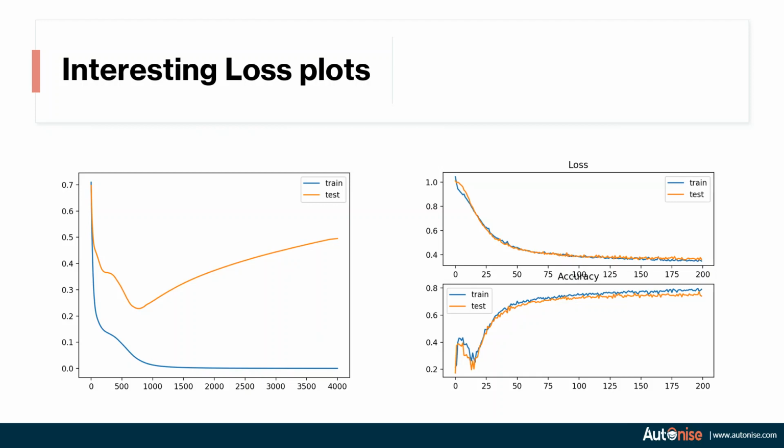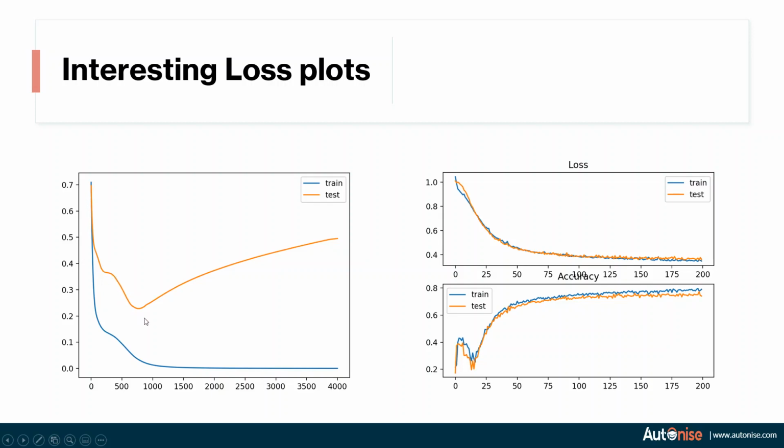Let us have a look at some interesting loss plots. I will post some questions. Please pause the video, try to answer them on your own, and resume the video to get to know about the correct answer. So first of all, the question is, in the first graph, what does this graph represent?